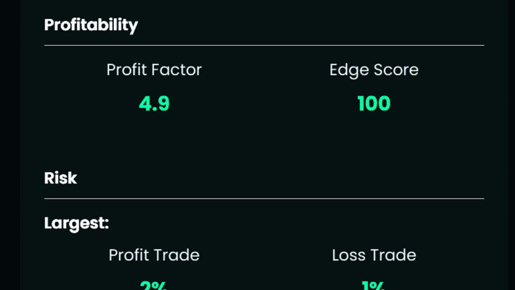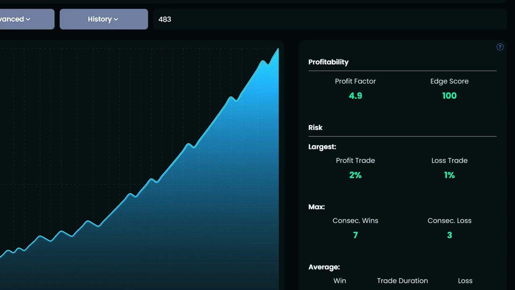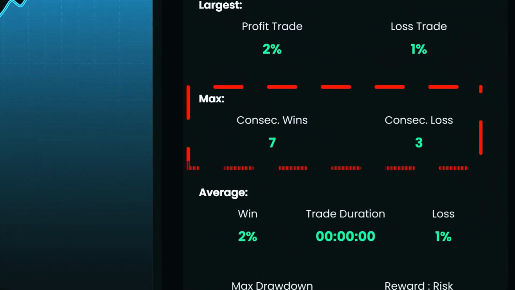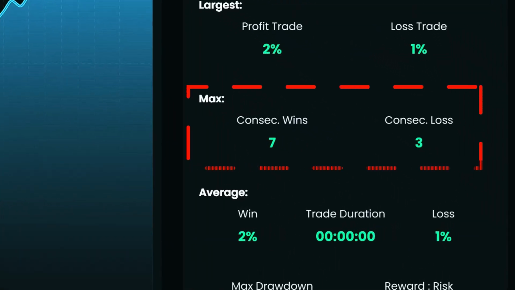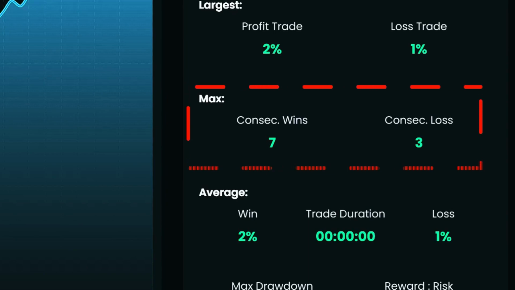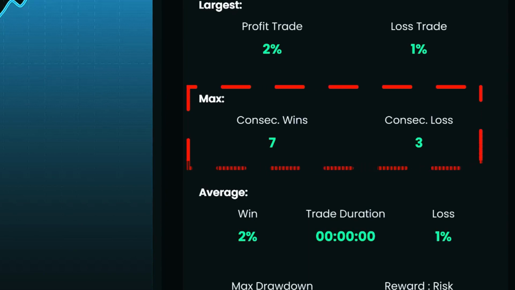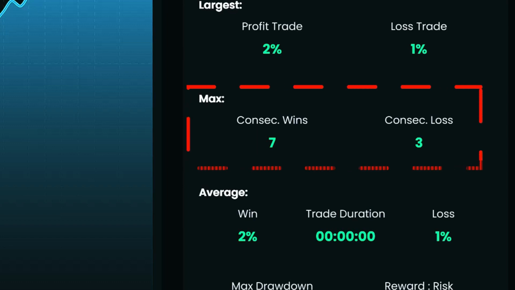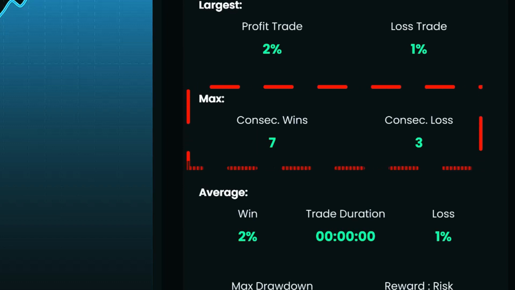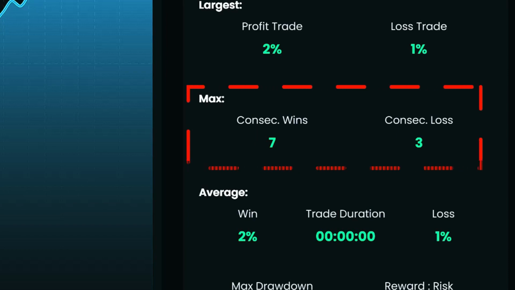During the backtesting, we encountered 7 consecutive wins and 3 consecutive losses. These streaks show us the importance of discipline and sticking to the strategy even when you experience a few losses in a row. The key is to trust the process and let the strategy work its magic.